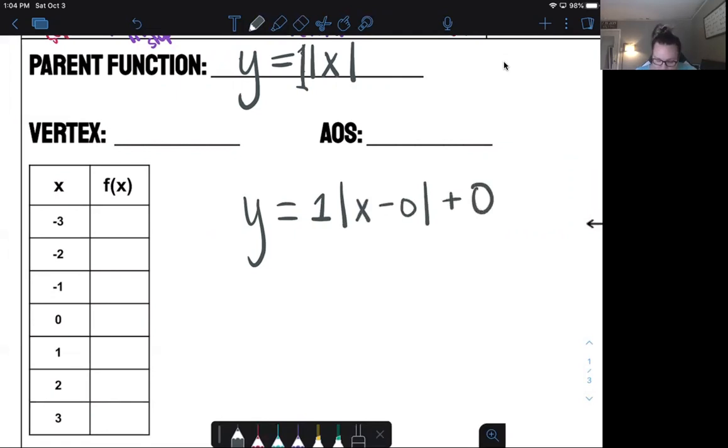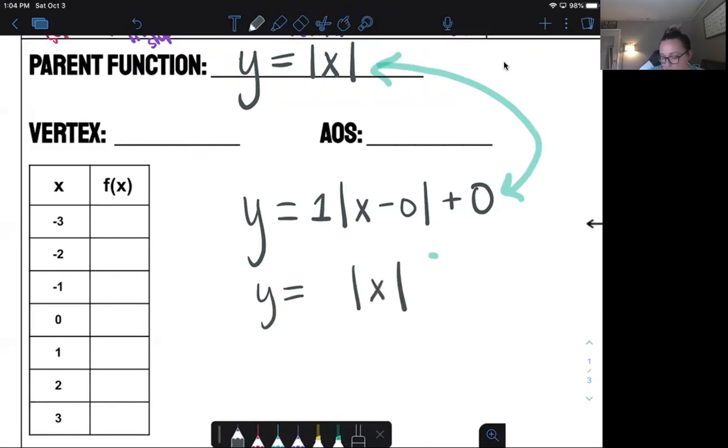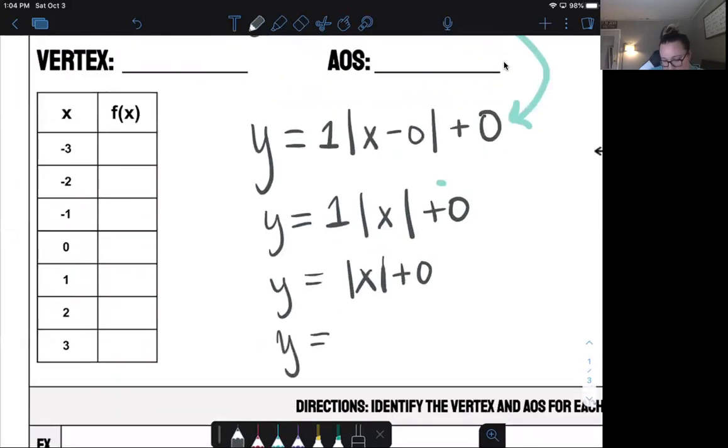Now, how do I know that these two equations are really the same thing? Because let's simplify it. Well, what is x minus 0? Isn't that just x? And then what's the absolute value of x times 1? That's just the absolute value of x. What's the absolute value of x plus 0? Well, that's just the absolute value of x. So y equals the absolute value of x.